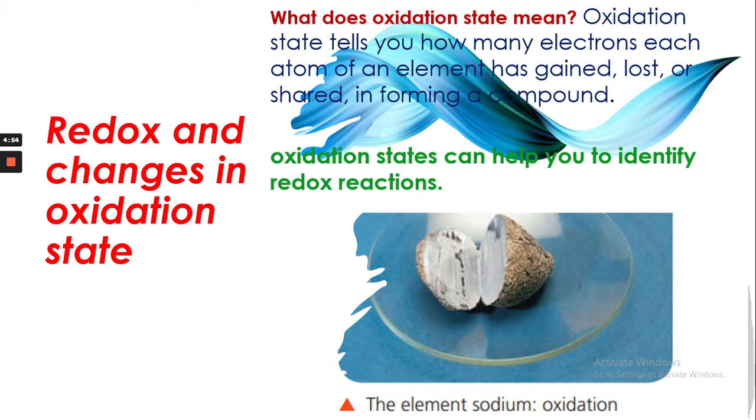What does oxidation state mean? Oxidation state tells you how many electrons each atom of an element has gained, lost or shared in forming a compound. So we can say oxidation state is a charge on an atom in combined state. Oxidation states can help you to identify redox reactions. See, in this picture, this is element sodium and its oxidation state is 0.